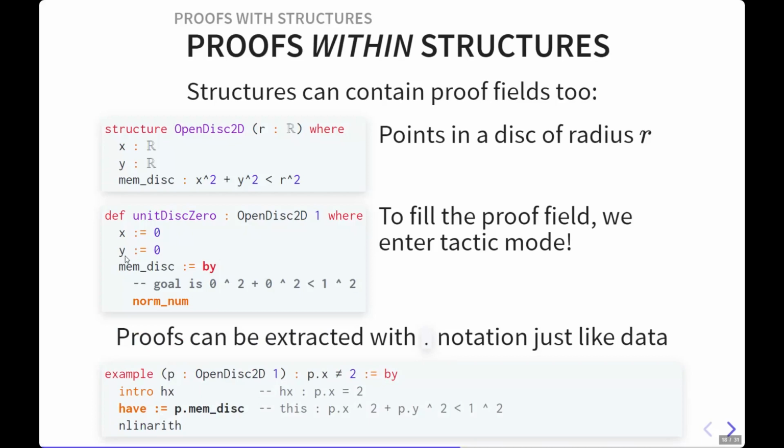And so now we have a statement about p.x and p.y, and nlinarith is like linarith, but it can do inequalities, especially with squares in. So it essentially just calls linarith and builds up a context saying that everything that's a square is non-negative. And so that closes the goal. But the key thing is that the proofs are exactly the same as all the other fields.